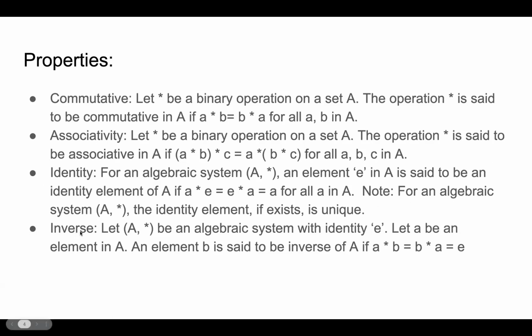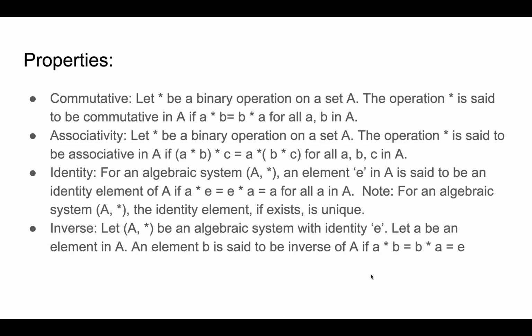Then the next property is the inverse property. Let A star be an algebraic system with identity E. Let E be an element in A. Let A be an element in A. An element B is said to be inverse of A if A star B is equal to B star A is equal to E. A operated with its inverse is equal to its inverse operated with A is equal to E. If it is the case, then the inverse property is possessed by the algebraic system.